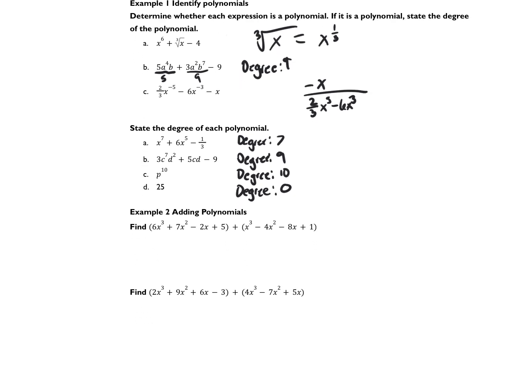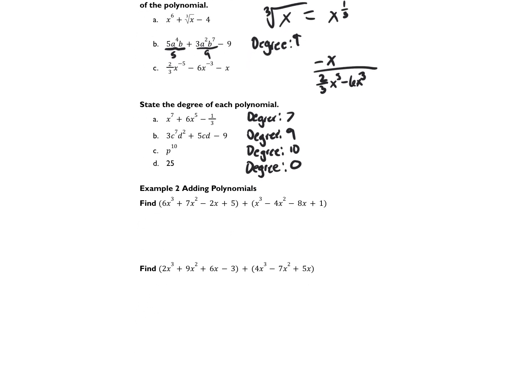All right. So now, when we add polynomials, there's two ways to do it. We can add horizontally or we can add vertically. When we add horizontally, we're going to group together the things that match up. So 6x cubed and x cubed. So like terms we're going to group up together. And then we put a plus sign to separate them, and then we move on to x squareds now.